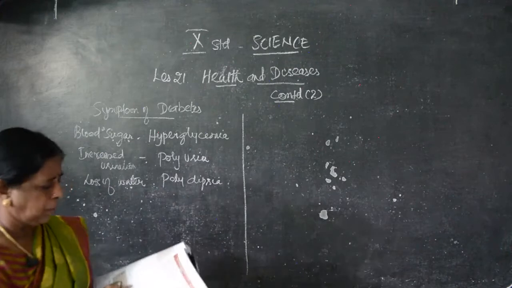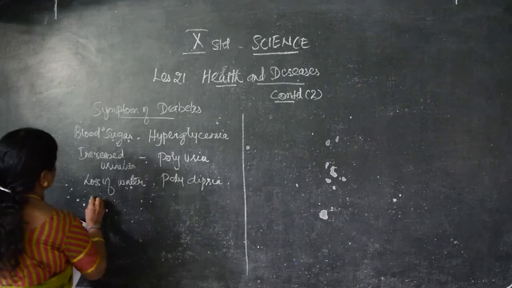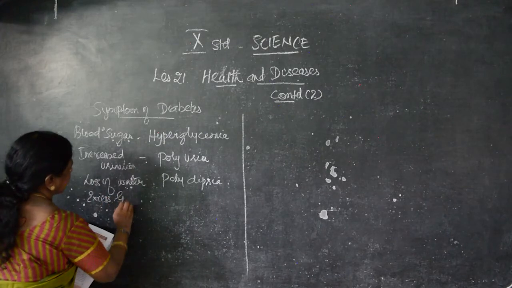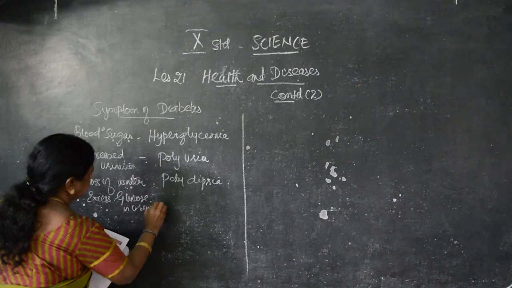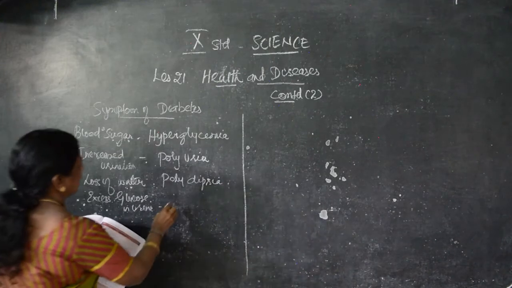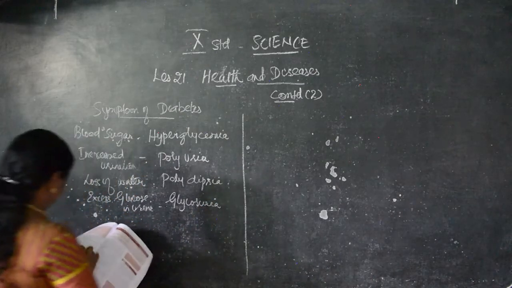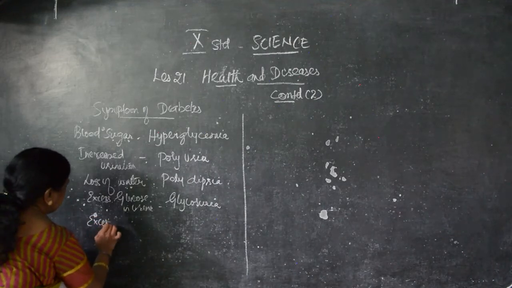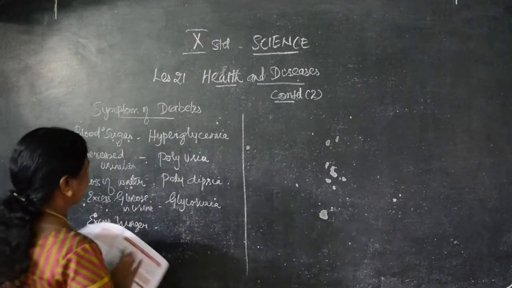Excess glucose secreted in urine, sugar in urine. Excess glucose in urine is known as glycosuria. Then excess hunger, we always feel hungry. What is the name of that? Polyphagia.